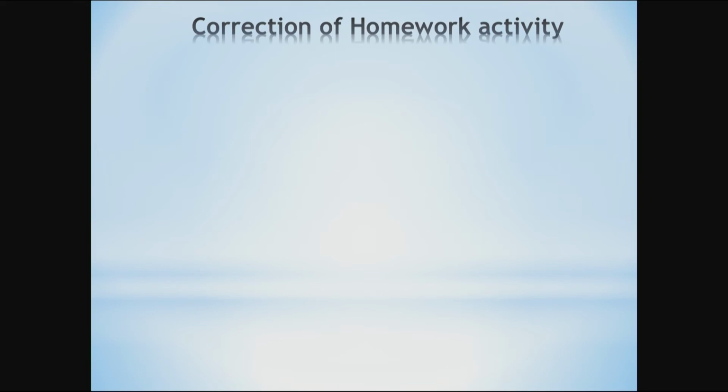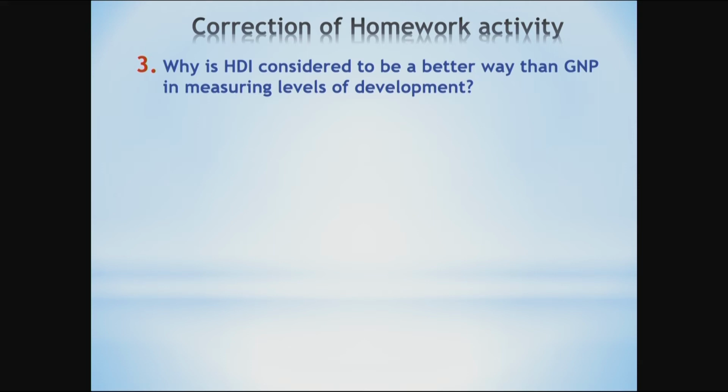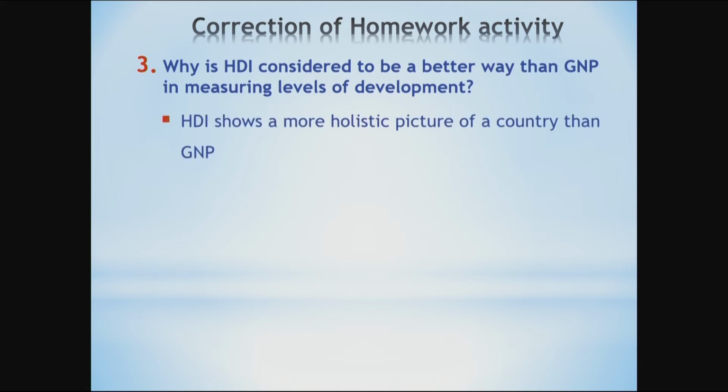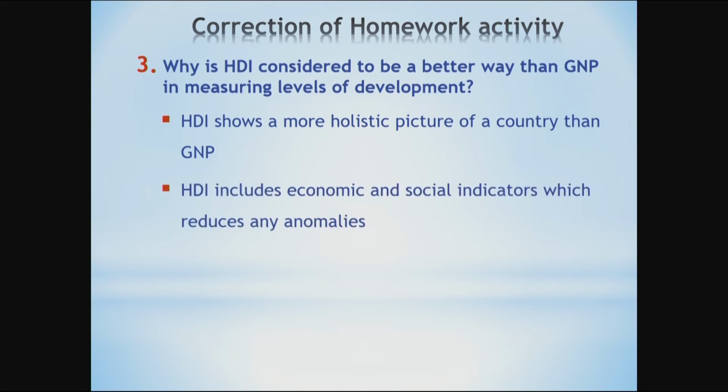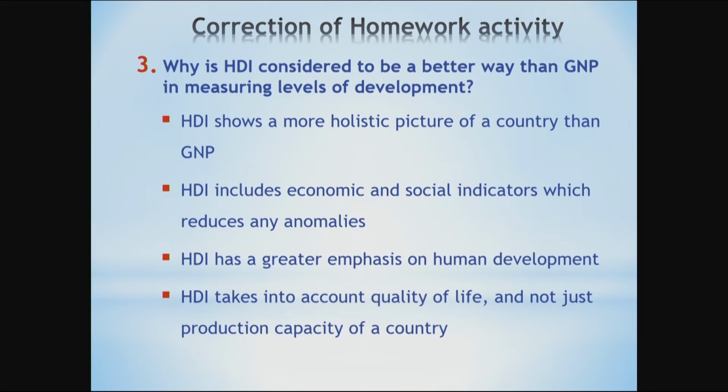Okay, so we move on to question 3, where we were asked why HDI is considered to be a better way than GNP in measuring levels of development. So as we studied in lesson 2 and 3, HDI is considered a better way because HDI shows a more holistic picture of a country than GNP. HDI includes economic and social indicators which reduces anomalies. Okay, and HDI has a greater emphasis on human development and not just economic development as GNP. And HDI also takes into account quality of life and not just production capacity of a country. So there you go, your economic development.